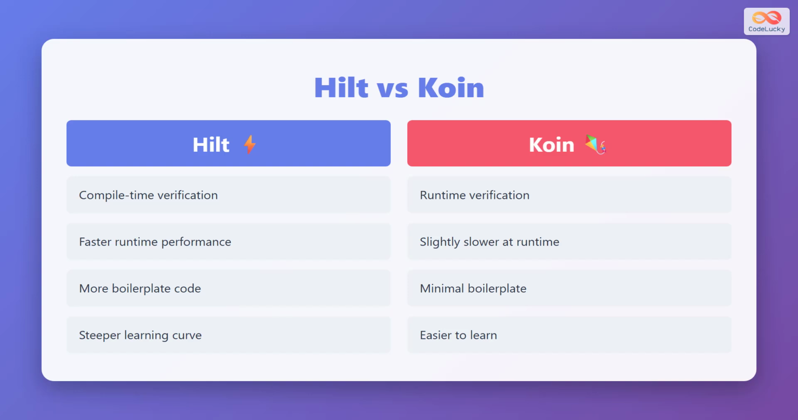On the other hand, Koin performs verification at runtime, which means some errors might only appear when the app is running. This makes it slightly slower at runtime compared to Hilt. However, Koin requires minimal boilerplate and is much easier to learn, especially for developers new to dependency injection. Choose Hilt for large-scale applications where performance and compile time safety are critical. Choose Koin for smaller projects or when you prioritize simplicity and rapid development.